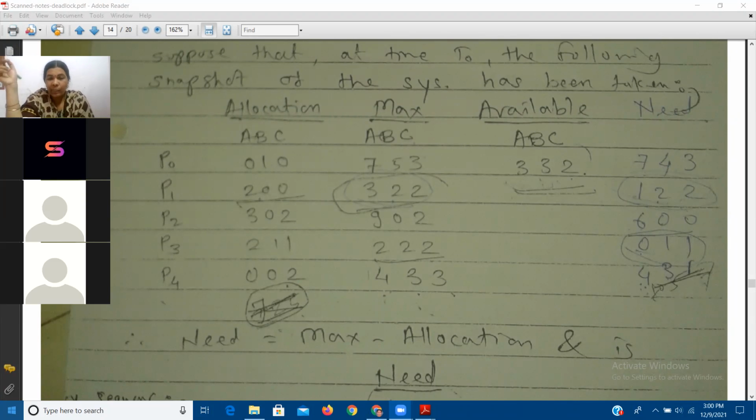Again go ahead. So try to consider the second process. Second process need is 1, 2, 2. So 1 is less than 3, 2 is less than 3, and 2 is also less than or equal to 2. So can we consider process P1?